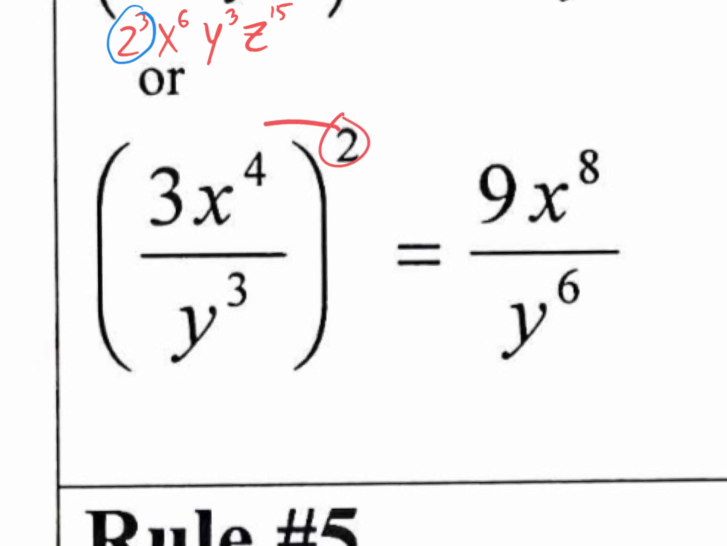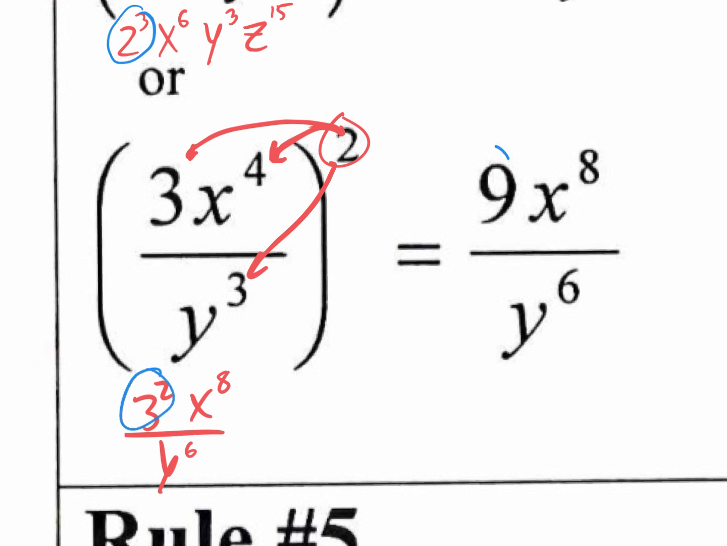That power of 2 is going to go on the 3. You're going to end up with 3 squared up there. The power of 2 is going to go on the 4. You're going to end up with x to the 8th because of power to power you multiply. And on the bottom, you're going to distribute right there, and it's going to be a y to the 6 because 2 times 3 is 6. And the only other thing you could do here is 3 squared, which is 9.